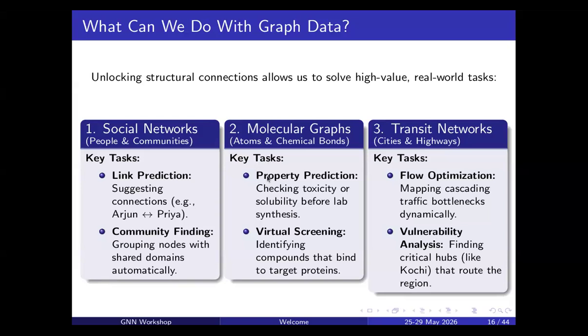Or in a molecular graph, you already have some connections. So based on that, for a new molecule, can you predict the new properties? Or can we do some kind of virtual screening to identify new components from this graph relationship? Or can we do some kind of flow optimization in a transportation network? So there are many questions you can ask once you have a graph model.